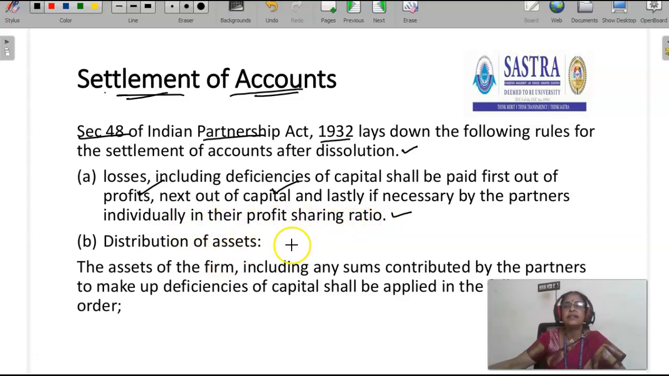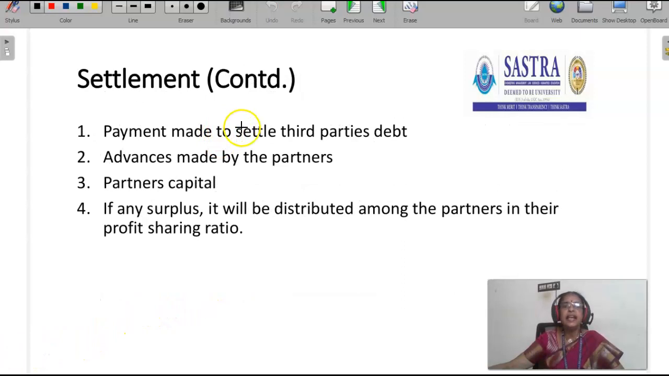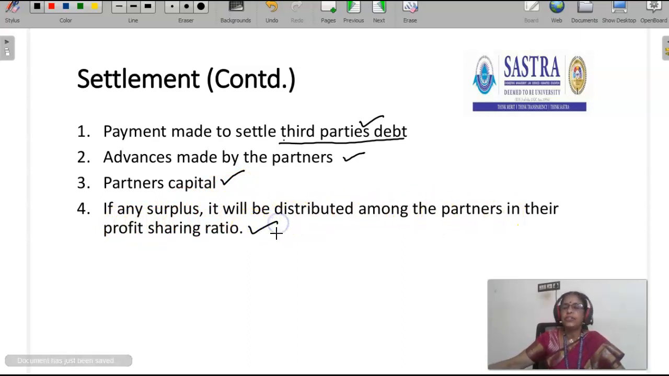Then distribution of assets. The assets of the firm, including any sums contributed by the partners to make up deficiency of capital, shall be applied in the following order. This is the order of settlement. First, payment made to settle third party debts. So, third party debts should be given first preference. Second, advances made by the partners. Third, partners' capital. Fourth, if any surplus, it will be distributed among the partners in their profit sharing ratio.